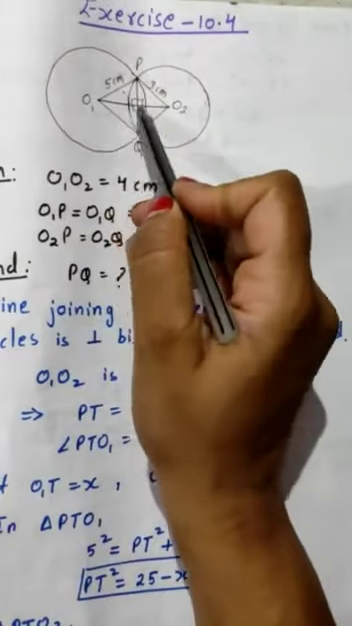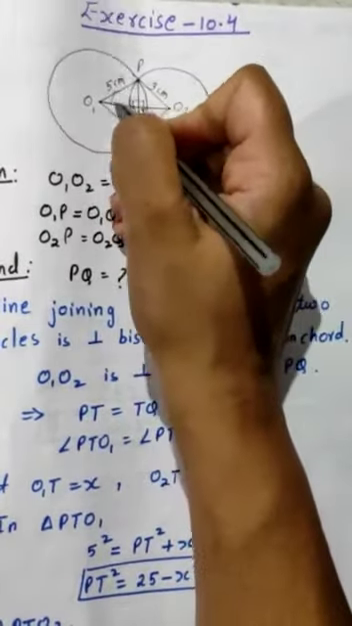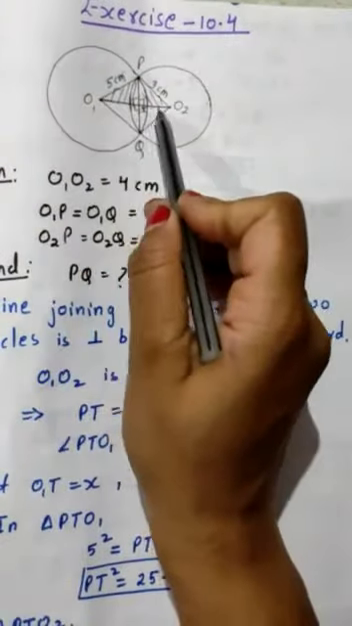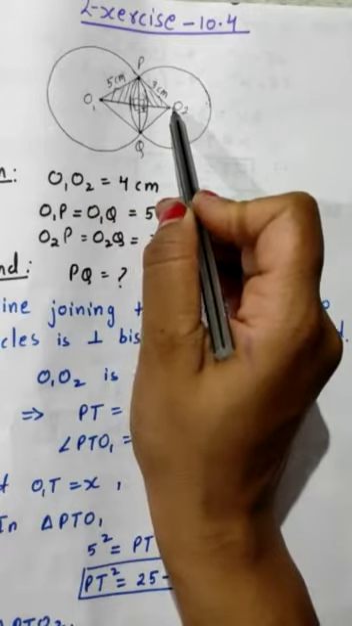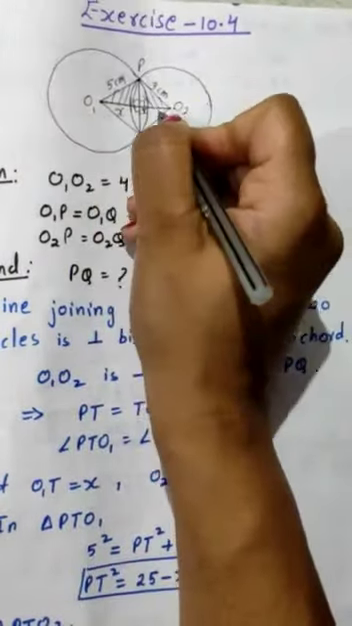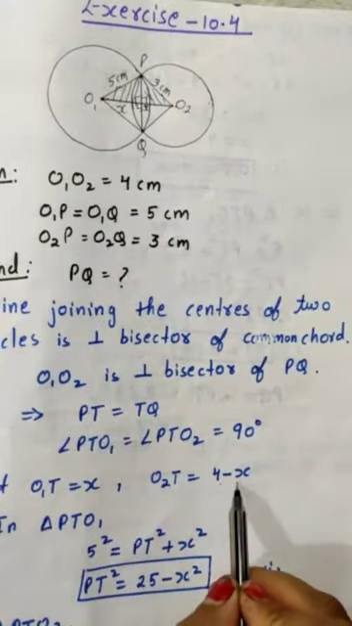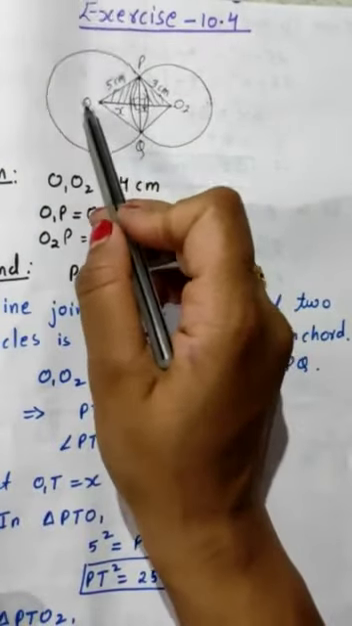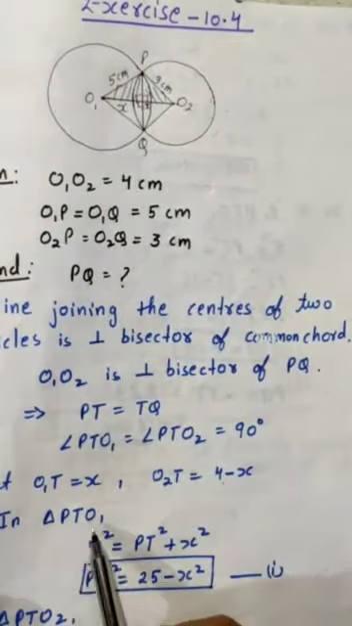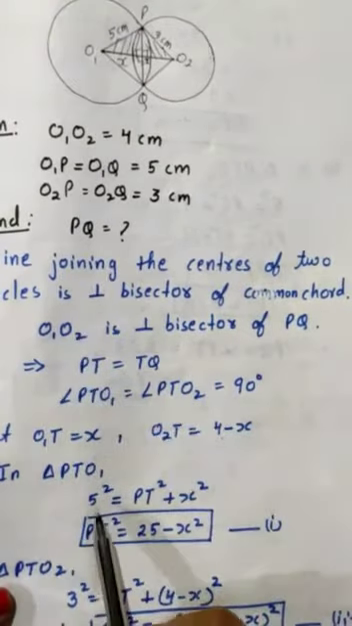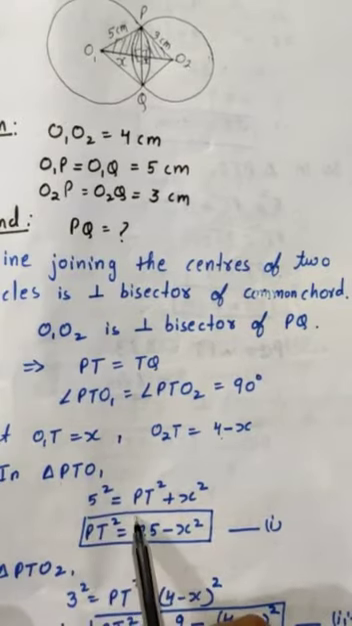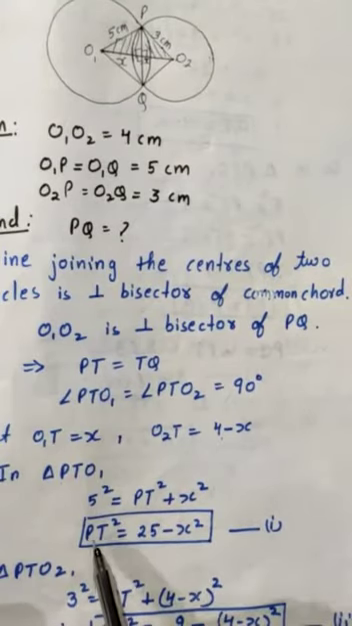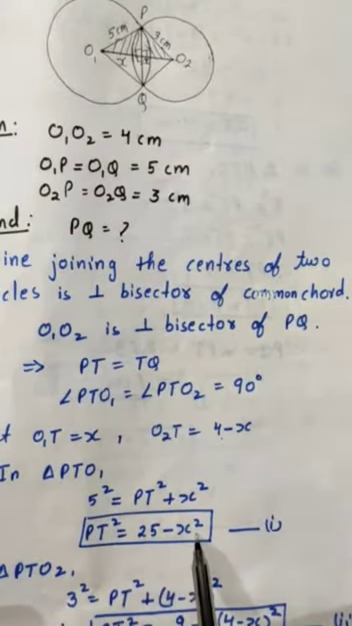Now we'll consider this triangle, the upper triangle I'm shading. This side I'm shading and this side I'm shading, these two triangles. Now suppose the full distance is 4 centimeter. Suppose O1T is x, then the other distance will be 4 minus x. Now you have to use Pythagoras theorem in the first triangle, the left side triangle, that is O1PT. So hypotenuse square, you can see in the diagram, 5 square is equal to PT square plus x square. So from this you will get equation number 1, which is PT square is equal to 25 minus x square.